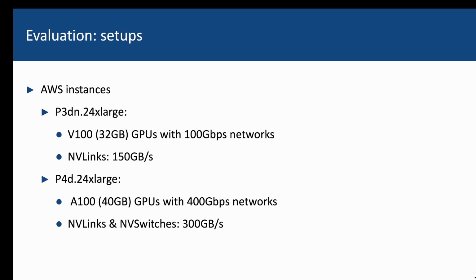The evaluation is conducted on AWS instances. We evaluated the system on two types of cloud instances, P3dn instances and P4d instances. For P3dn instances, we have V100 GPUs and a 100 gigabit network, and P4d instances have A100 GPUs and a 400 gigabit network. Both of them have NVLink for internal communication.